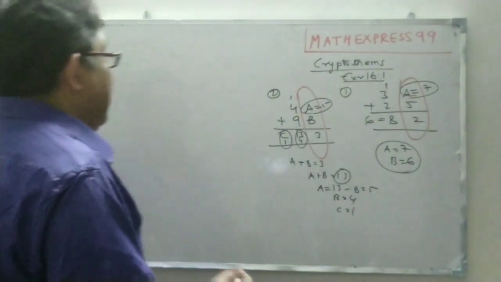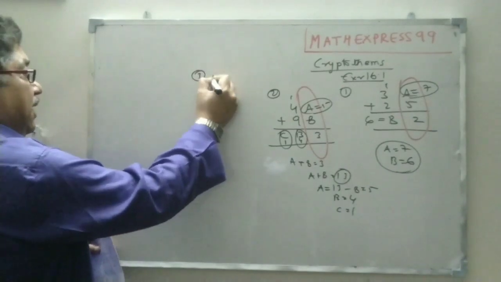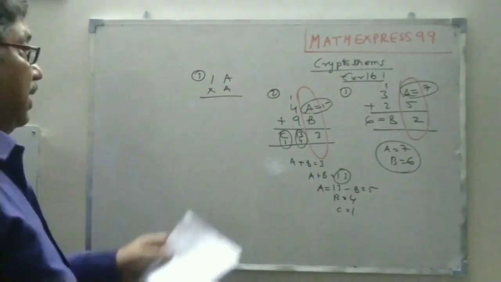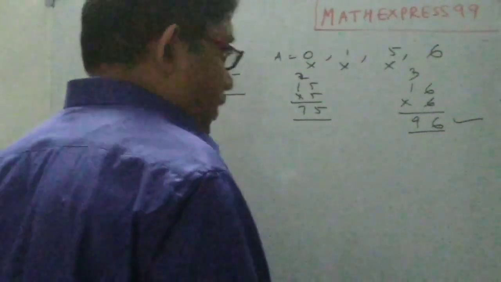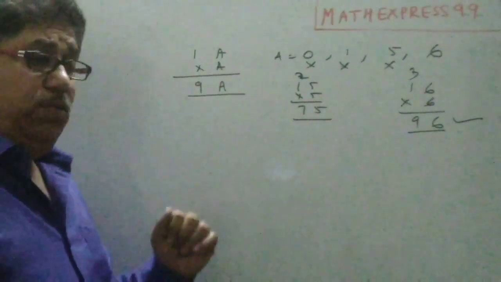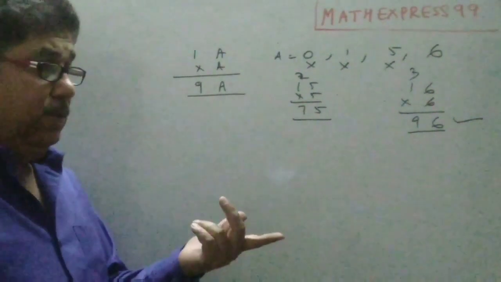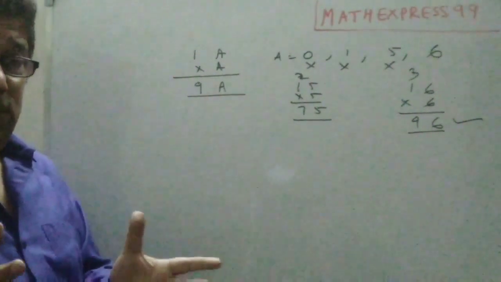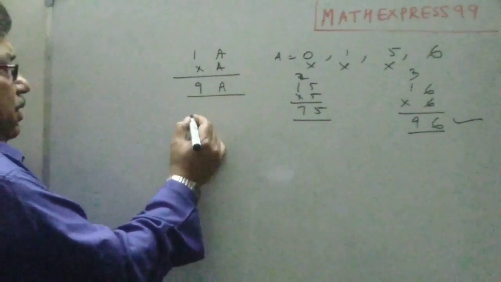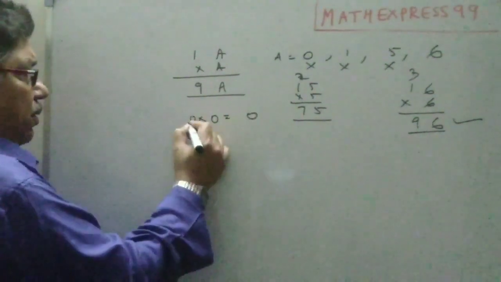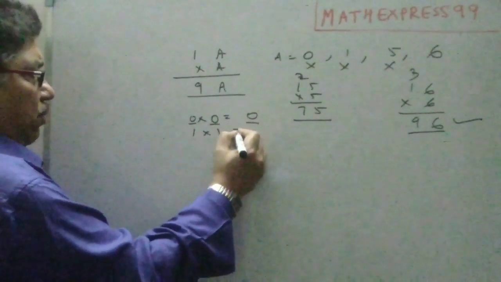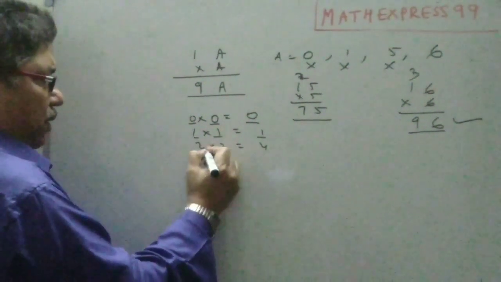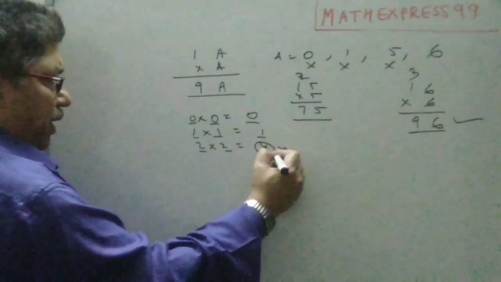Third question says 1a into a is equal to 9a. So the units digit and this units digit should give me the same units digit. So let me check it out. Say 0 into 0 is 0. Okay, fine. 1 into 1 is 1. 2 into 2 is 4. So this 2 does not match 4. So I don't think this is correct.